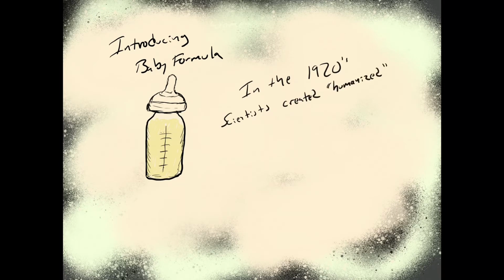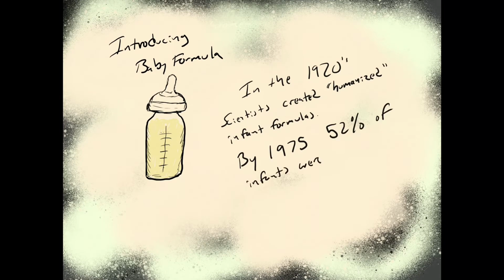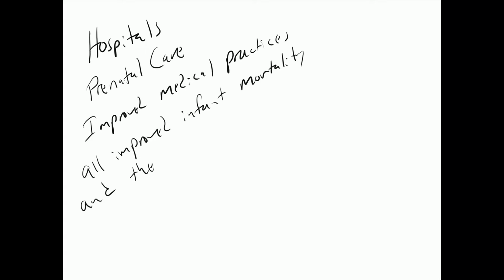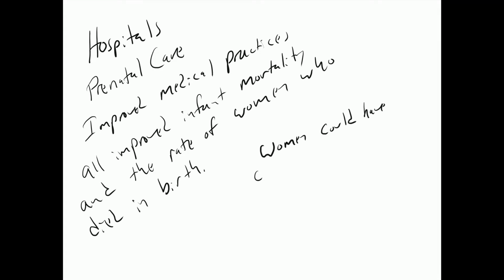But by 1975, 52% of infants were given commercially prepared formulas. This was a huge impact on a woman's ability to change their role. And in the same time frame, we start to see the technology for medical care, the hospitals and prenatal care, improved medical practices, all improved the infant mortality, and the rate of women who died in birth significantly improved. So at that point, things became less risky.